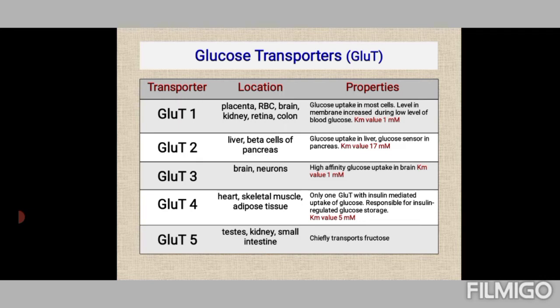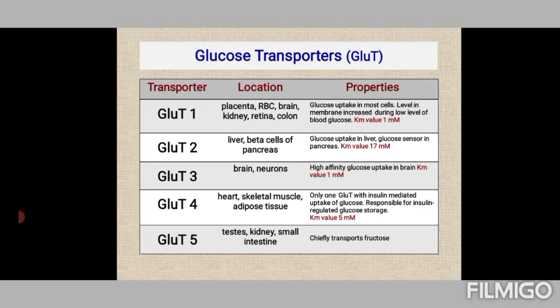And here we will be concentrating on the most important 5 GLUTs or glucose transporters, namely glucose transporter 1, 2, 3, 4 and 5. Let us see glucose transporter 1 first. They are concentrated in different locations, and they have different properties also, especially the Km value also differs. So that is very important, you will see.